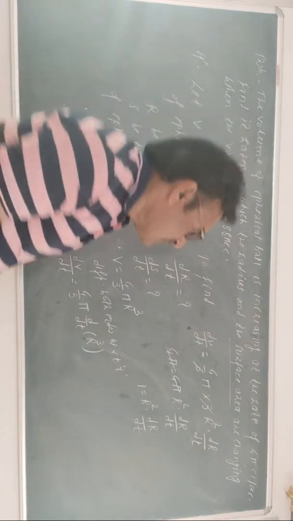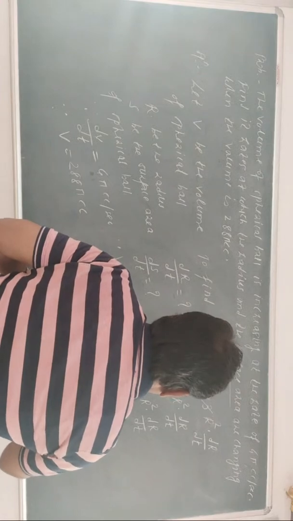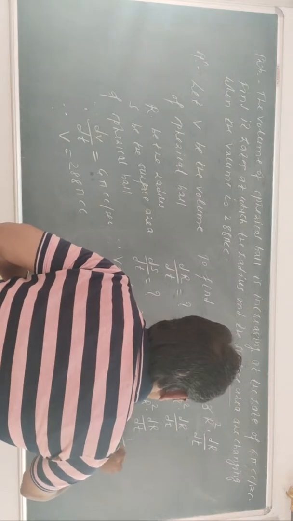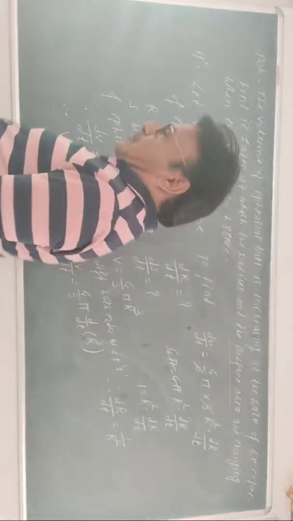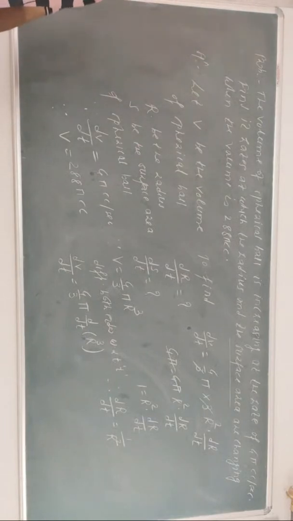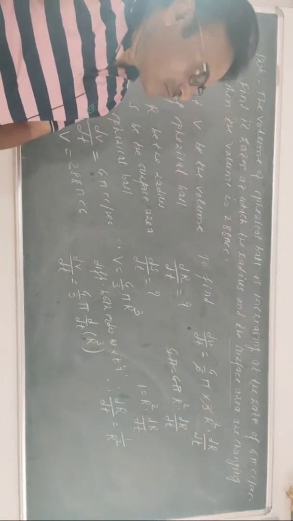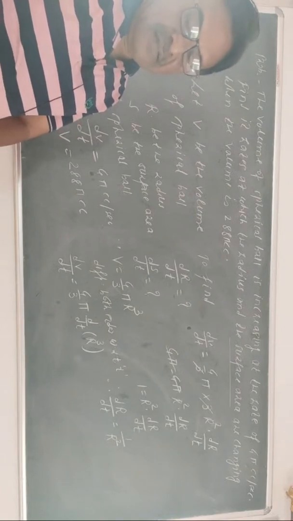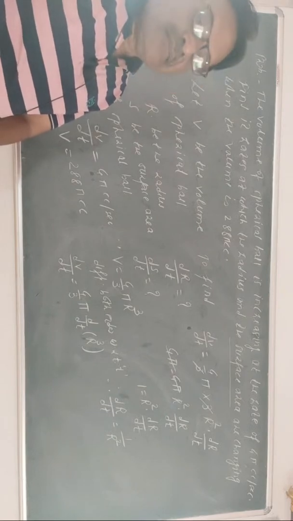Then from this we find dr by dt. Therefore dr by dt is equal to 1 upon r square. That is, here we find the rate of change of radius with respect to time t.